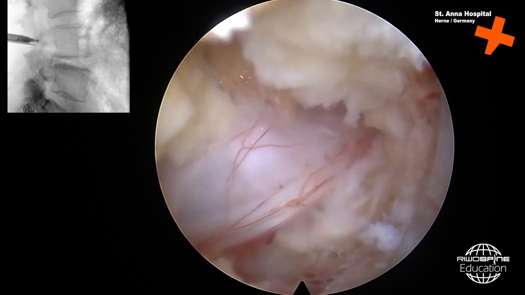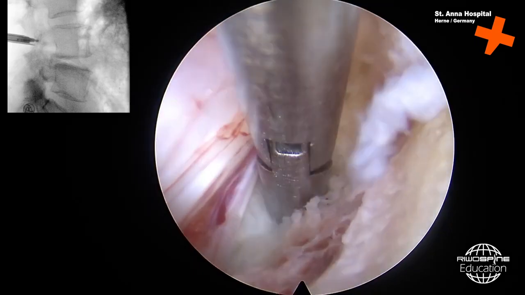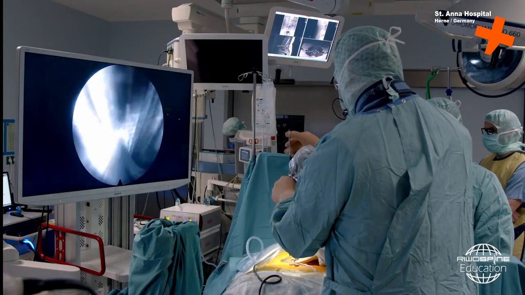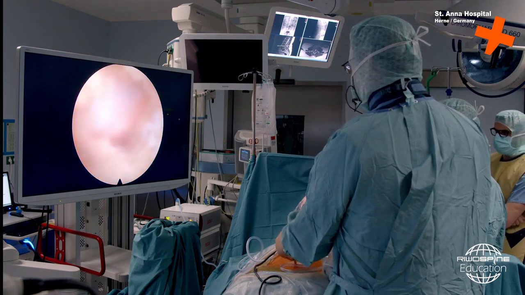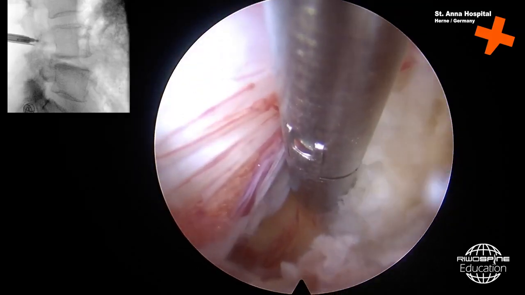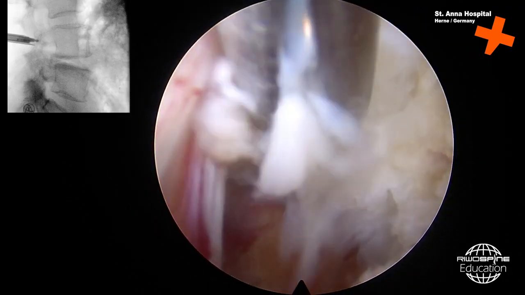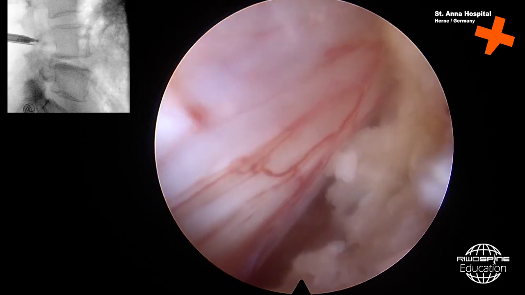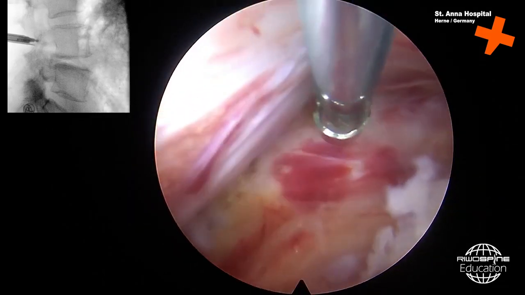So next step is the resection of the herniation. And in such a case where we already see the herniated material, first we resect material, and afterwards we will go in with a cannula into the spinal canal. Yeah, that's the caudal end here. Einmal elektrisch bitte. You see the structures are starting to move. That's always a good sign for your decompression.